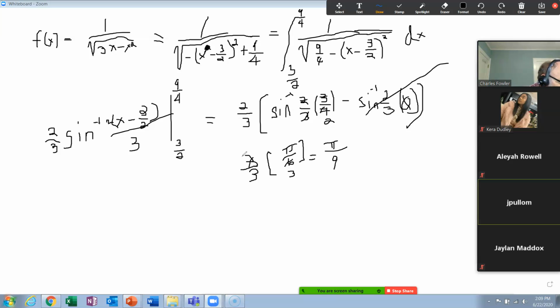And what they did, I think it was when I was doing from memory, and I must have botched something up when I did that. 3x minus x squared was 9/4. That's all under radical. 9/4 minus x. Okay.